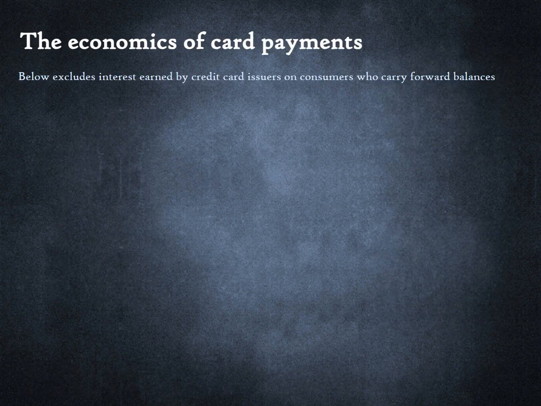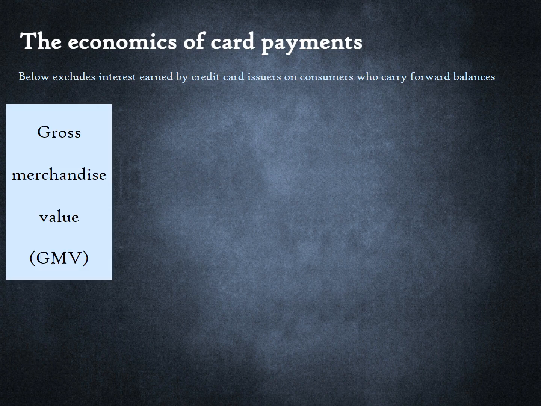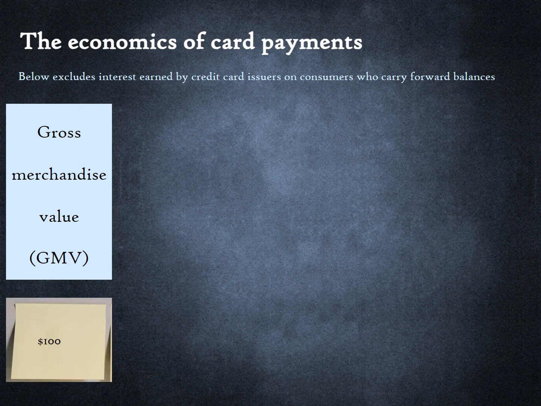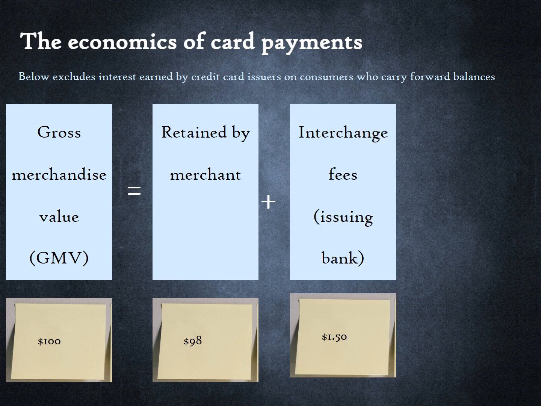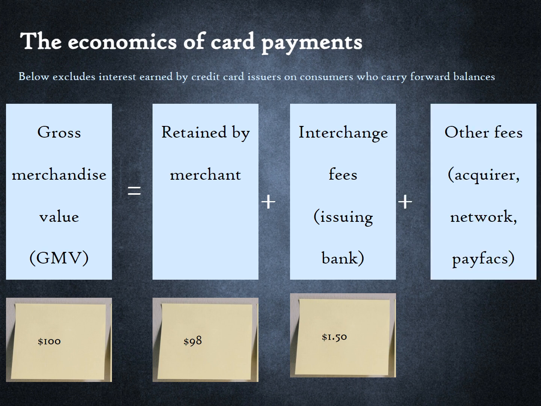This brings us to the economics of card payments. For this analysis, we will exclude interest earned on credit card customers. The amount spent is referred to as gross merchandise volume. If we spent 100 at a store, the merchant, on an average, gets 98, though this varies by type of transaction. A major portion of this margin, called interchange fees, accrues to the card issuer and funds reward points. The remaining is split between acquiring banks, payment facilitators and card networks.